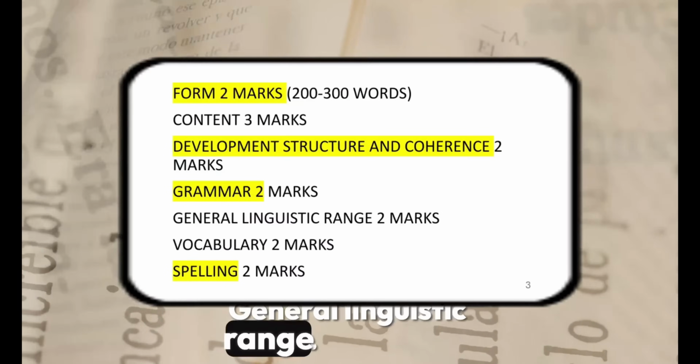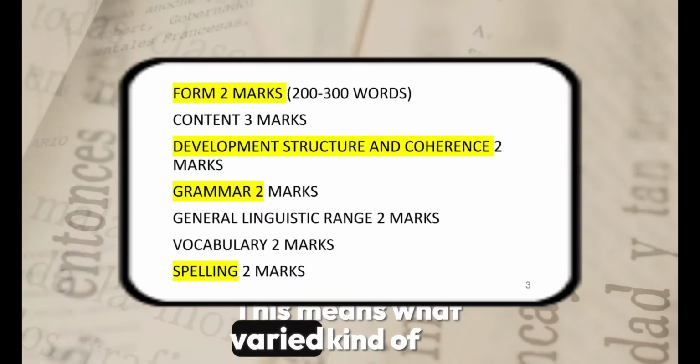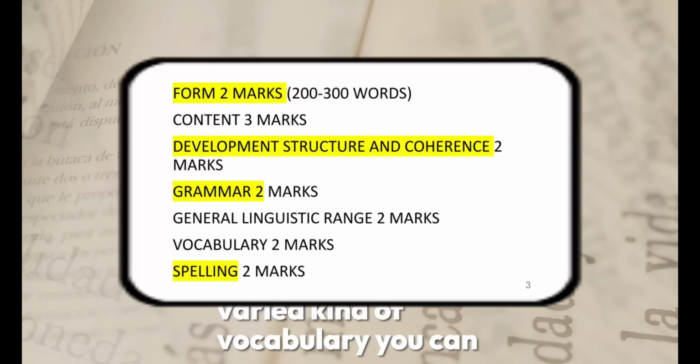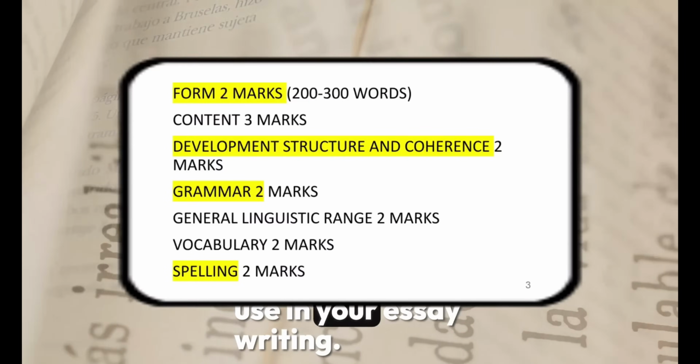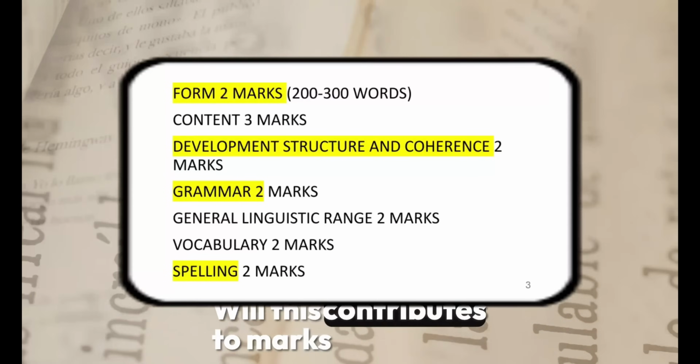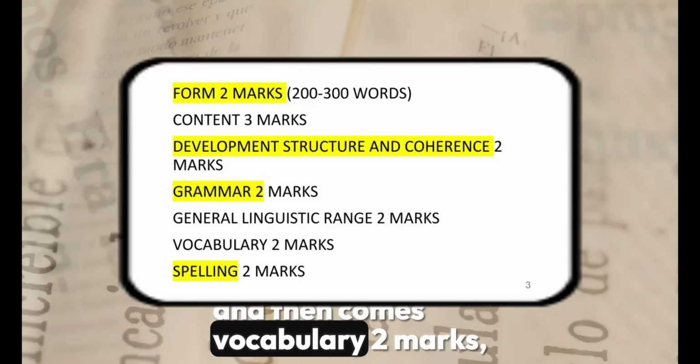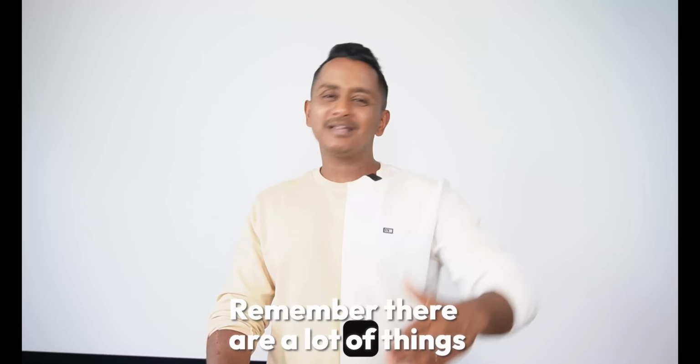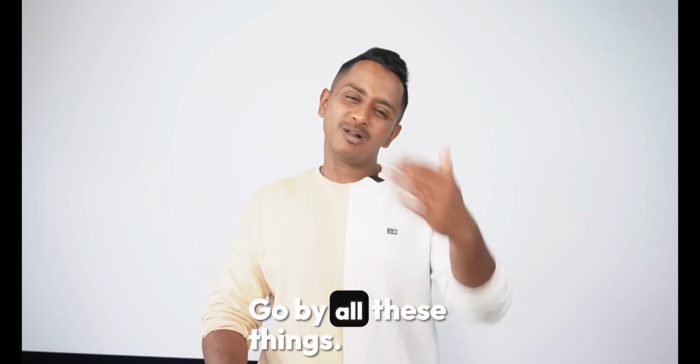General linguistic range. This means what varied kind of sentences, varied kind of vocabulary you can use in your essay writing. Don't worry too much about it. Well, this contributes 2 marks, and then comes vocabulary 2 marks, spelling 2 marks. Remember, there are a lot of things like this. Don't simply go by all these things.